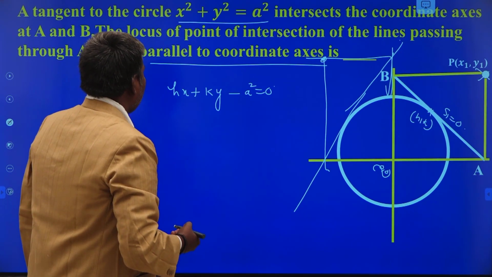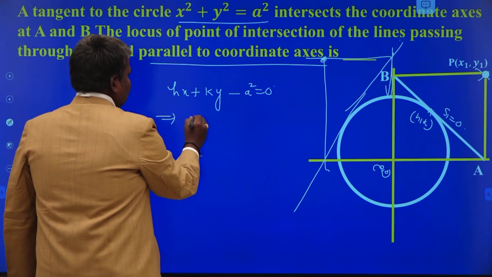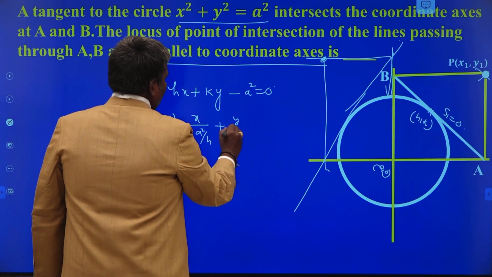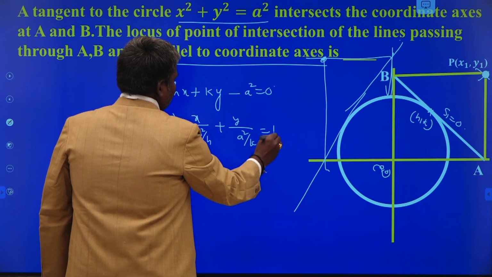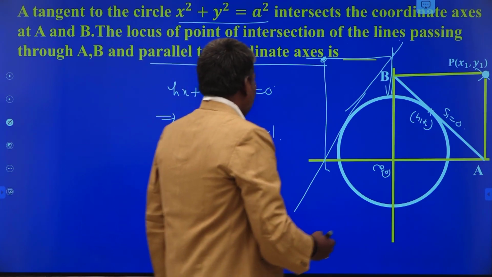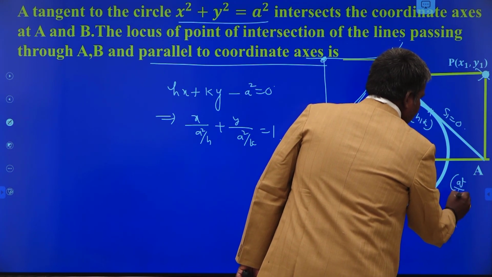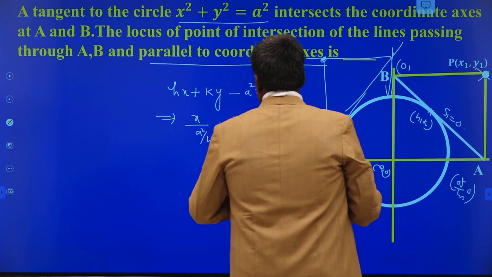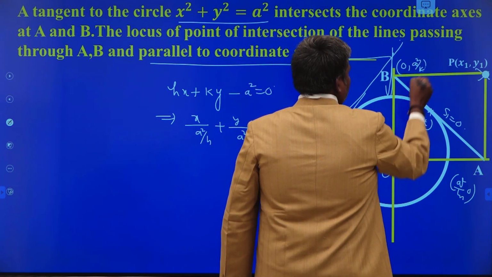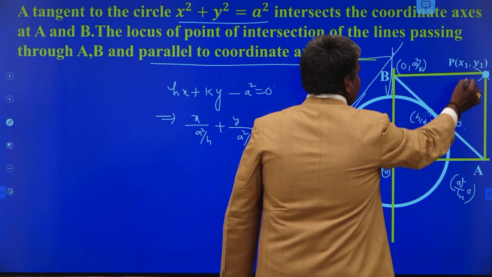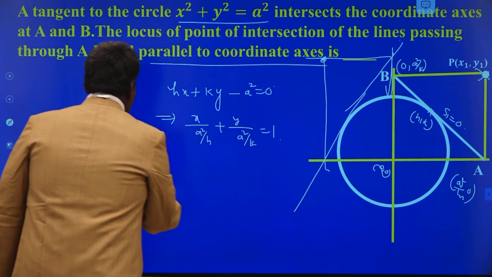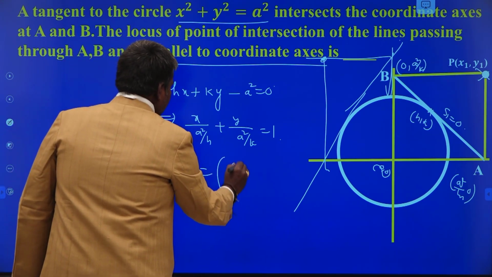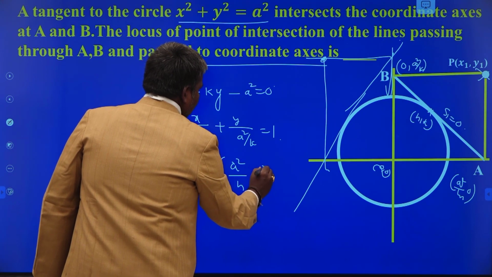Can I write the intercept form or not? You can easily write this in the intercept form: x by (a square by h) plus y by (a square by k) is equal to 1. So a square by h comma 0, this is a square by h comma 0. And this is 0 comma a square by k. Just by looking at these two coordinates, can I write P or not? P is nothing but your x1 comma y1. From that figure we obtain the coordinates of P are a square by h comma a square by k.